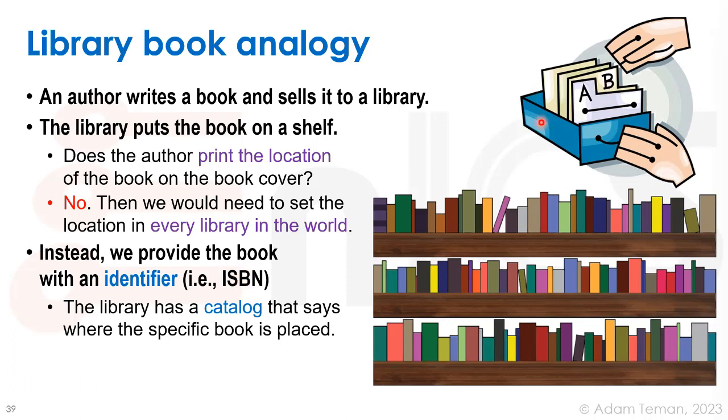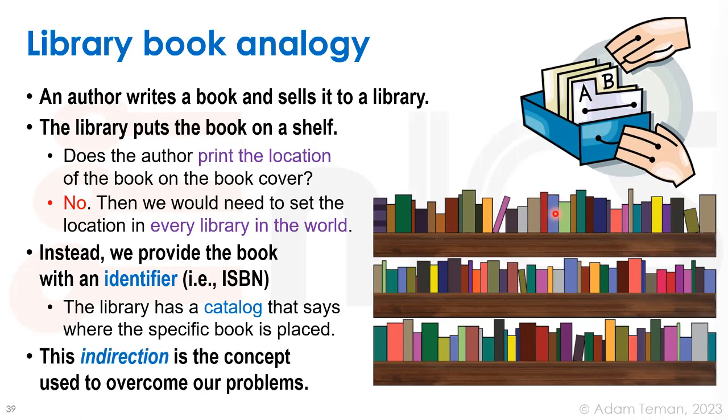And then we have a catalog, and we go to the catalog, and the catalog has the name of the book, ordered according to alphabet or author or something like that. And it will say, we'll find out what the identifier is. And on that specific card in that specific library, it will tell us where that book is placed inside our particular library. And this is called indirection. It's the concept used to overcome most of our problems.